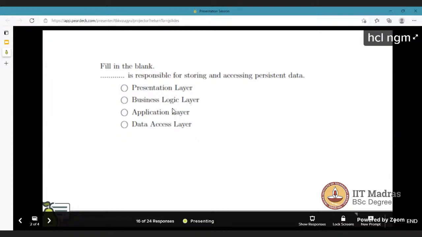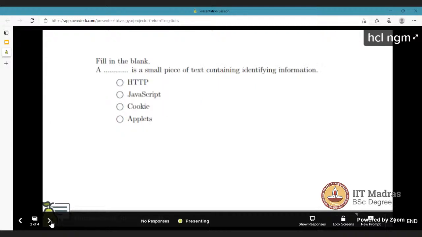Does anybody have any question or any clarification regarding this particular question? Anyone? Okay, so we can move to the next question. Which among these is a small piece of text containing identifying information? Again, you'll have to write down the answer from among these options. We'll wait for some time.